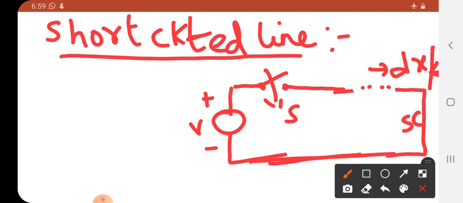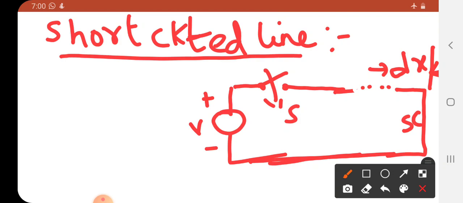So why do we take dx at the receiving end? Why can't we take it at the sending end? What is the reason behind that? The reason is that the impedance of the line changes from the characteristic impedance to zero impedance at the receiving end, because the impedance of the short circuit is zero.